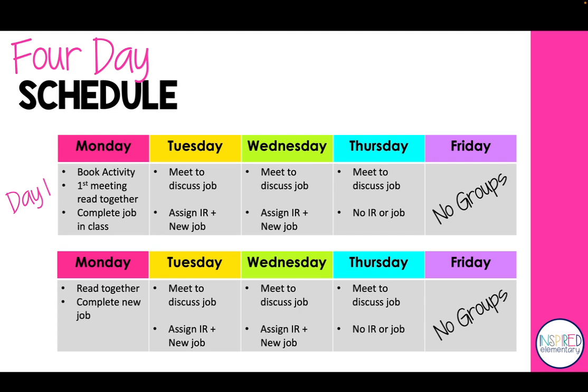All right, here's a 4-day-a-week schedule. So what's different about this schedule is that students don't have any literature circle groups or assignments on Friday. Now, if you need to skip a Monday or a Tuesday, you could do that as well. But this is just showing you what the schedule looks like with one less day of meeting and assigned reading.